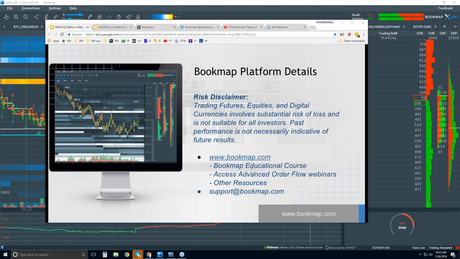Some of the education we are accustomed to seeing is about indicators and some sort of overbought, oversold type of range, and it's very different than that. This is much more about really understanding the basics of the transactions, that's the tape, and then understanding the auction as well, because it is an auction. Bookmap is excellent at displaying that auction and reading the context of the auction. So that's the educational course.